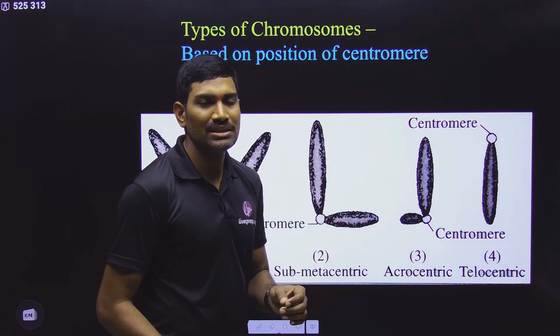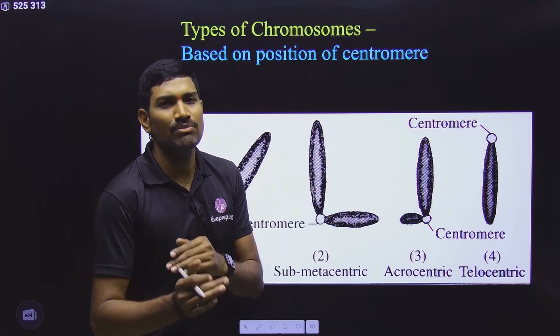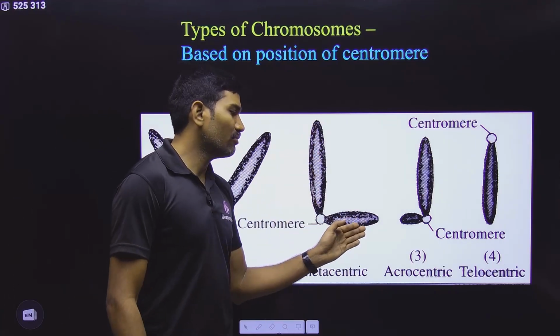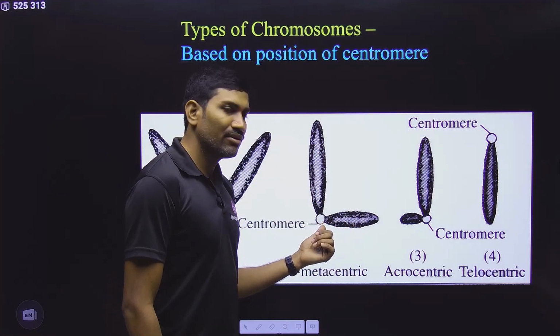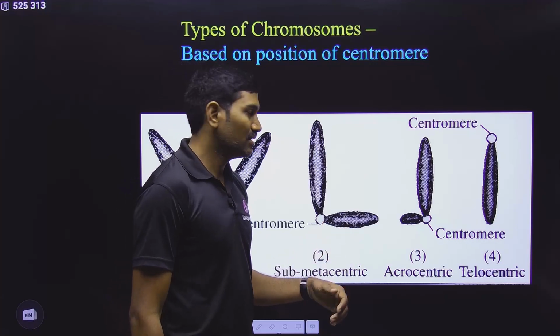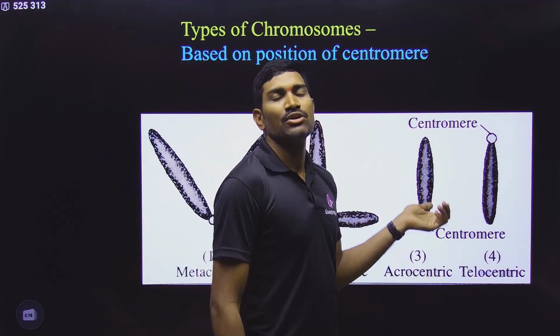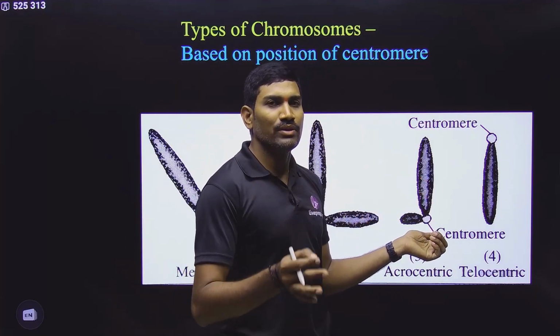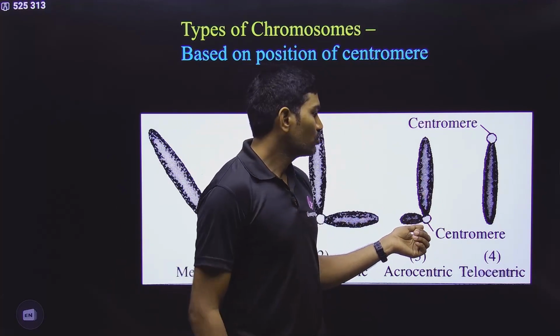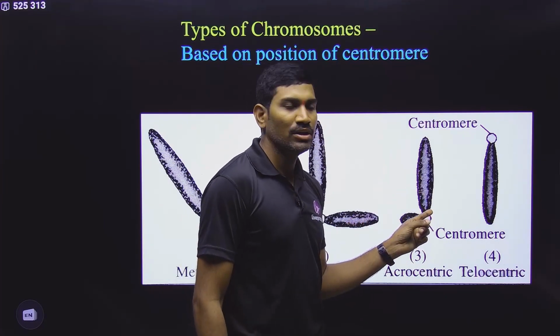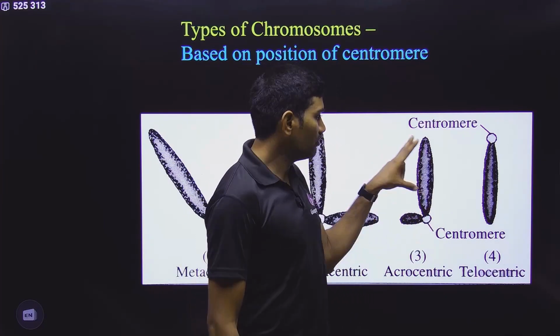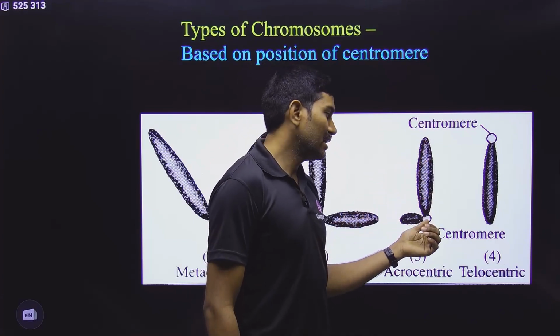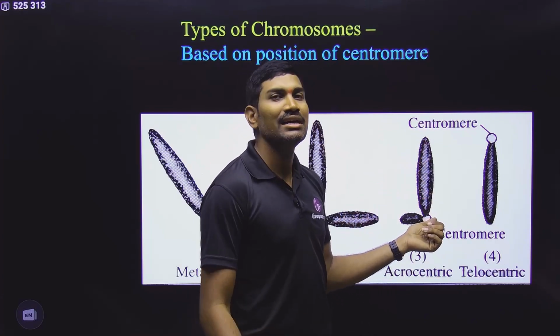Next one is submetacentric. The centromere is present slightly away from the center, so that one is a long arm, the other one is a short arm. During the anaphase, we are observing L shape for this. Next one, acrocentric. So here the centromere is present close to one end, that means nearer to one end. So one is a very short arm and the other one is a very long arm. And here we are observing J shape during the anaphase.